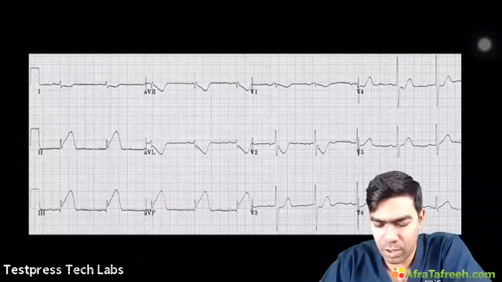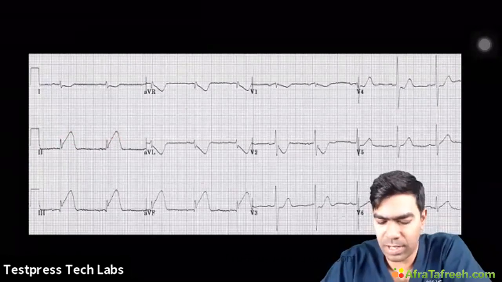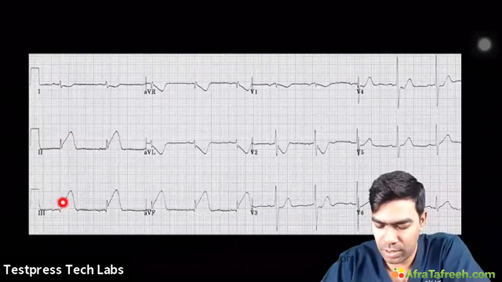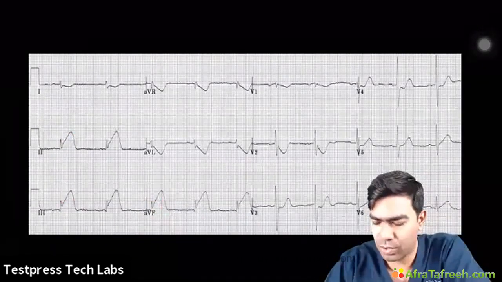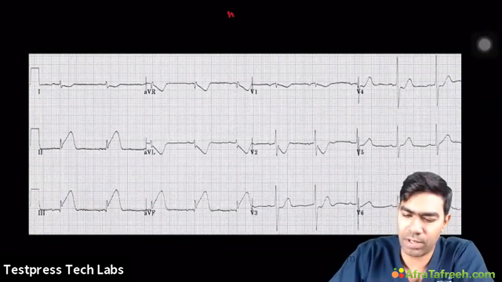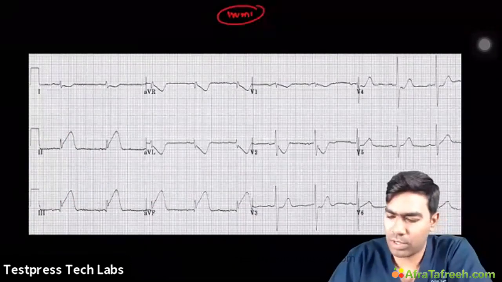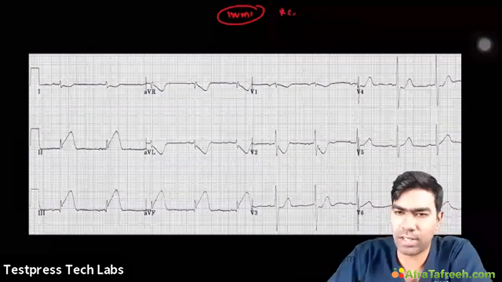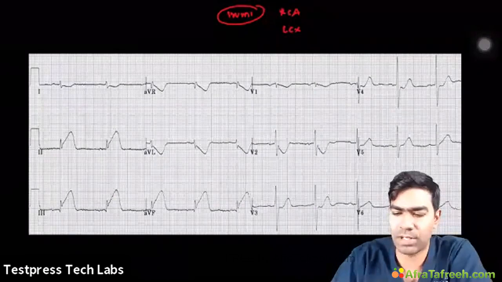They are showing hyperacute T waves. Yes, these are hyperacute T waves only, but there is some ST elevation still there. You are seeing it in 2, 3, and AVF, of course. So it must be an inferior MI for sure. I'm not seeing much elevation in the anterior wall. So it can be from either RCA or maybe LCX.